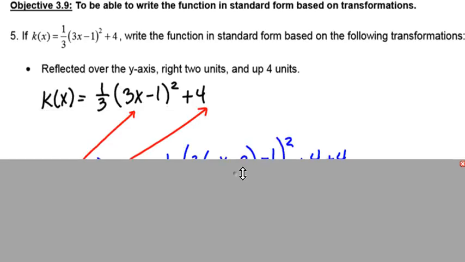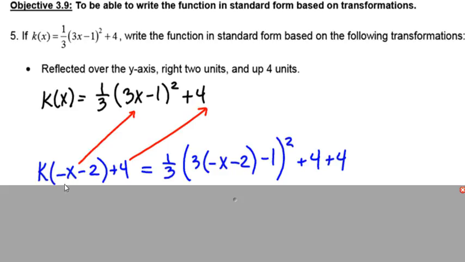So again, we're talking about those input changes, right? Reflecting it over the y-axis is taking the opposite of your inputs, moving it to the right 2 units, and moving it up 4 units. So you can see this is how our input is changing. So we're going to take these transformations and put them into our function for k of x. We also are moving it up 4 units. We're going to put that into the function here for k of x. So we have the transformations put into our original function, and it looks like so.